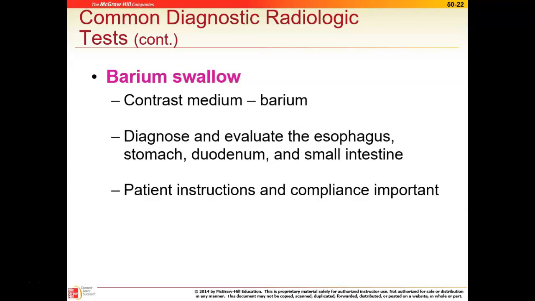Same thing with the barium swallow, where you swallow the contrast medium, and it has that heavy metal salt, the barium sulfate, and it can light up and show disease processes in the esophagus, the stomach, the duodenum, and the small intestine. And remember, the duodenum is the first part of the small intestine. There's another procedure called an endoscopy, and the endoscopy is a scope that goes down the throat and can check and look at all of these same structures.